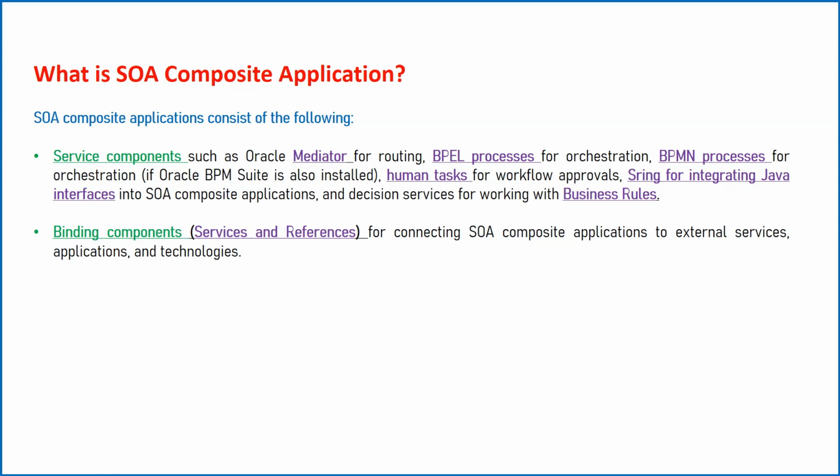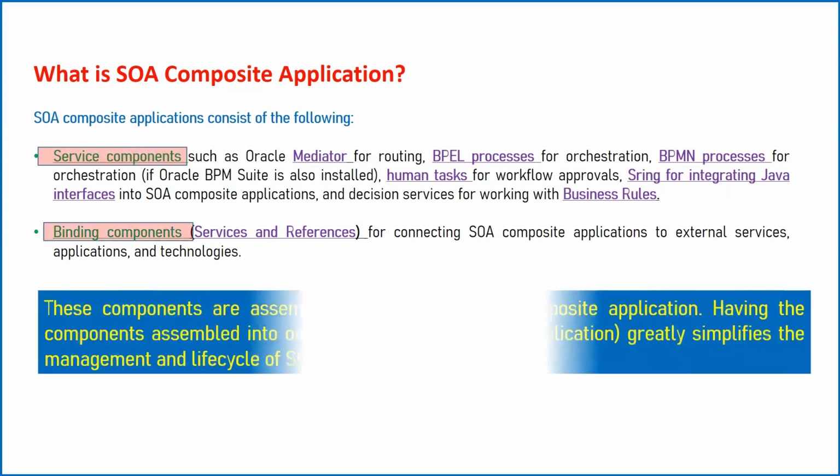Okay, and along with that, you will have binding components. And inside the binding components, we have two major components called services and references, to receive the data and to send that data to downstream systems. Okay, so these are the two major components in your SOA composite.